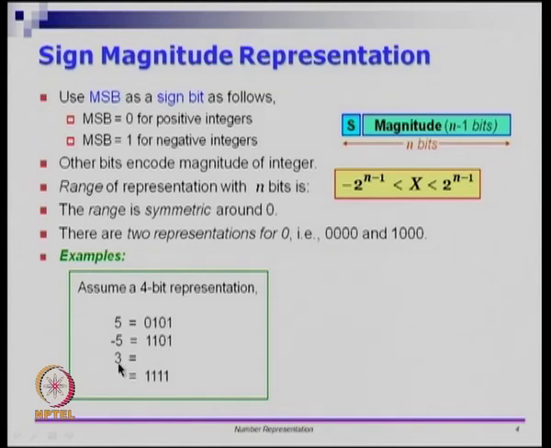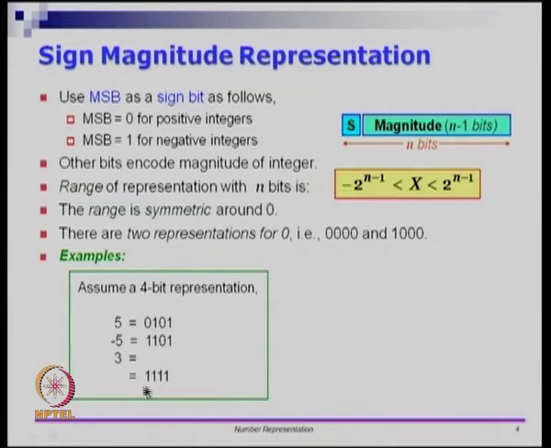Now, what is the representation for plus 3? 11 is the tightest binary representation for 3, and we are given 4 bits. So the very first bit, the most significant bit, must be a 0 because it is plus 3. The next most significant bit should also be a 0 because 3 has only 2 bits. So the representation for 3 should be 0011.